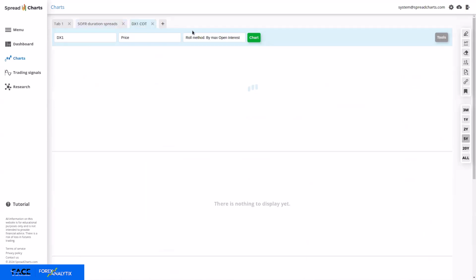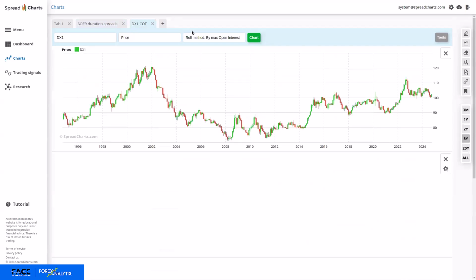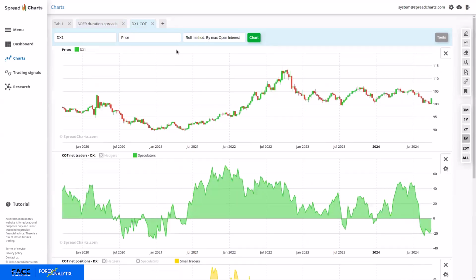And there is also a lot of potential fuel to be burned during this uptrend because if you take a look at the positioning in the dollar, the commitments of traders data on dollar index futures.